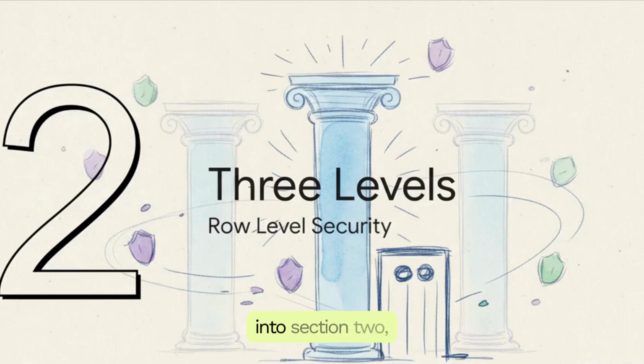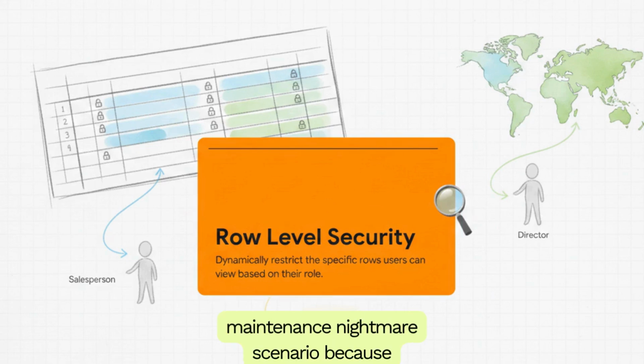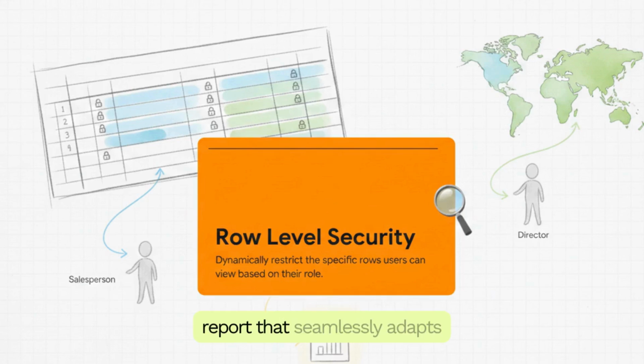Which leads us right into Section 2, 3 levels of security. Let's really zoom in on that third pillar, because it's the technique used in almost every real-world project. The crucial point is understanding exactly what row-level security, or RLS, actually is. It means the entire table is visible, all the columns are allowed, but the users won't see all the rows. A salesperson only sees their assigned region, while the director sees everything. It is the ultimate savior for our whole maintenance nightmare scenario because it allows us to build one definitive report that seamlessly adapts to the permissions of the person viewing it.